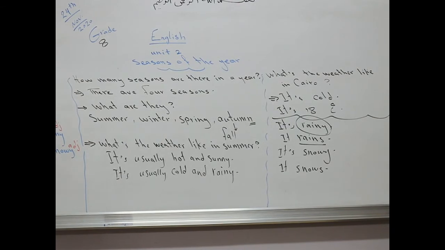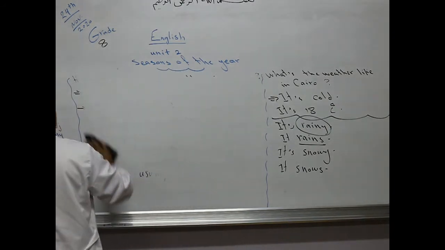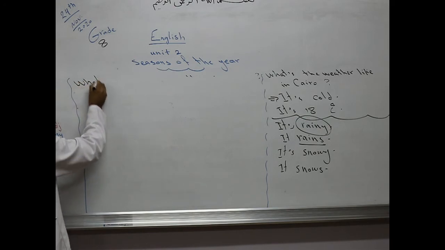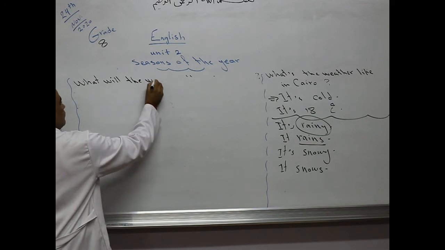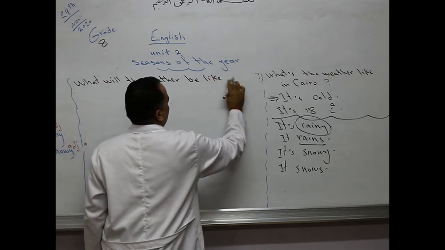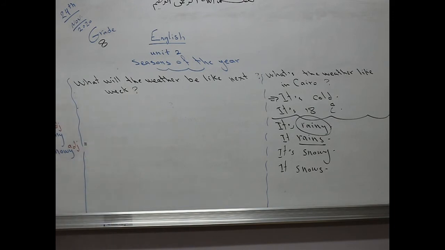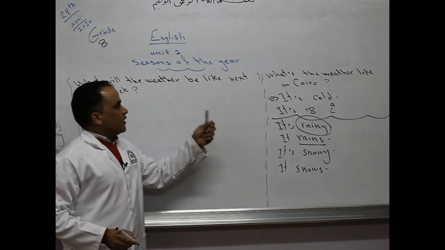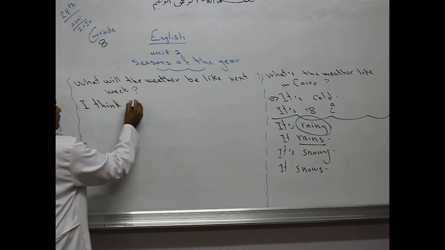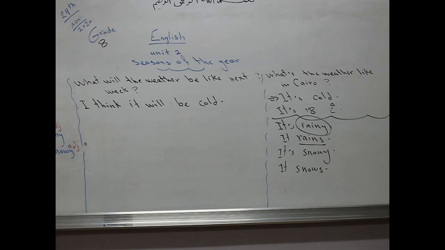What can we do if we want to ask about the weather in the future? To ask about the weather in the future, we use this structure. What will the weather be like tomorrow or next week? To make expectations, okay? What will the weather be like next week? I think it will be cold. Okay? Maybe it will be cold.